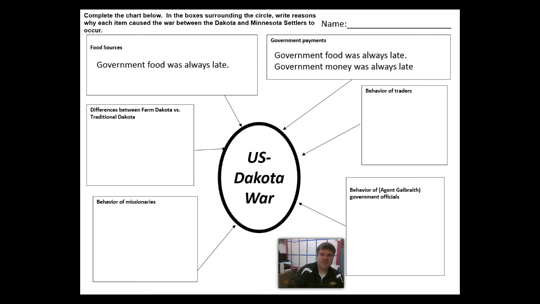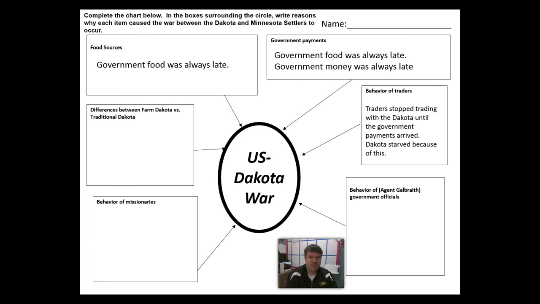And then you had the government payments. The payments from the government were also late, and sometimes they weren't even given to them because the traders, who we're going to talk about next, would take that money claiming that the Dakota owed them for different goods and services. Let's move on to the traders.